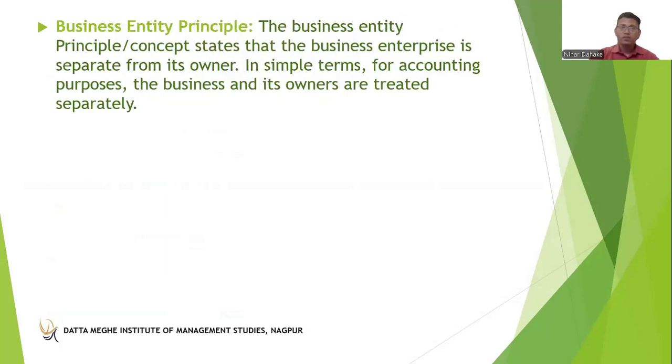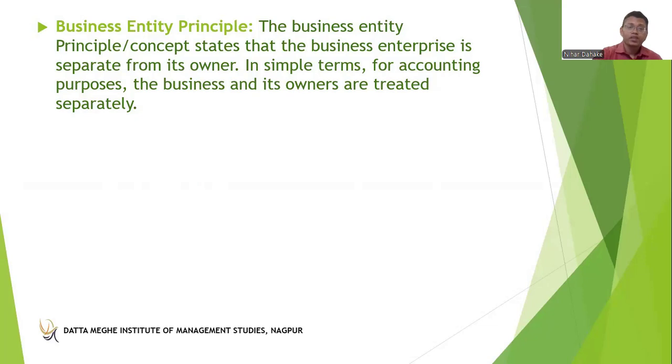The first one is the business entity principle. What does it mean? The business entity principle or concept states that the business enterprise is separate from its owner. In simple terms, for accounting purposes, the business and its owners are treated separately. The business is an artificial person and the owner is a natural person, and both are different. The liabilities of the business must be paid by the business; the owner is not responsible for that. It means the business is considered a separate entity. That is called the business entity principle.